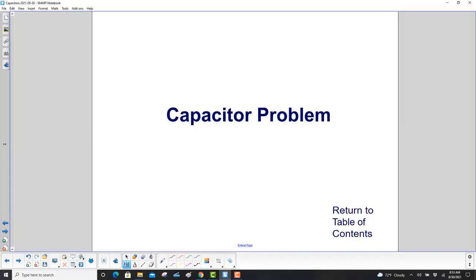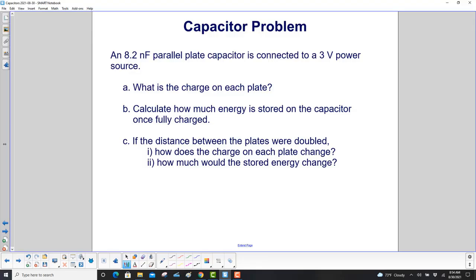Capacitor problem. An 8.2 nanofarad parallel plate capacitor is connected to a 3-volt power source. A. What is the charge on each plate? B. Calculate how much energy is stored on the capacitor once fully charged.